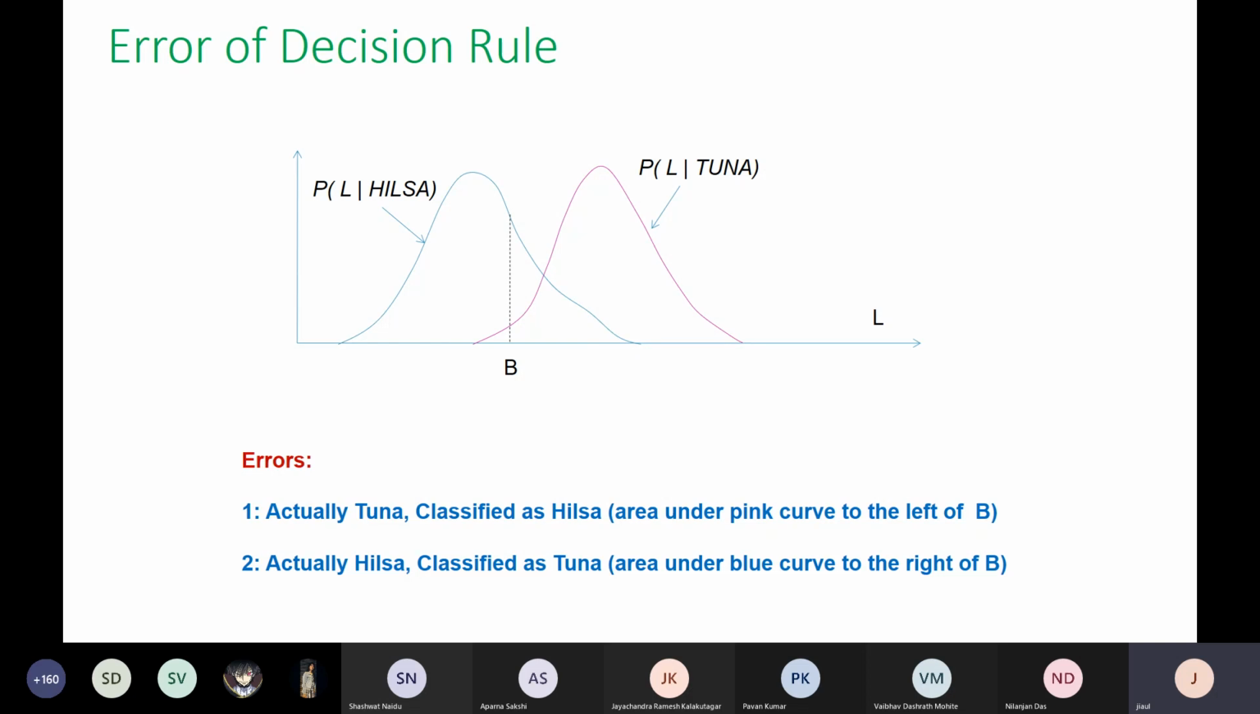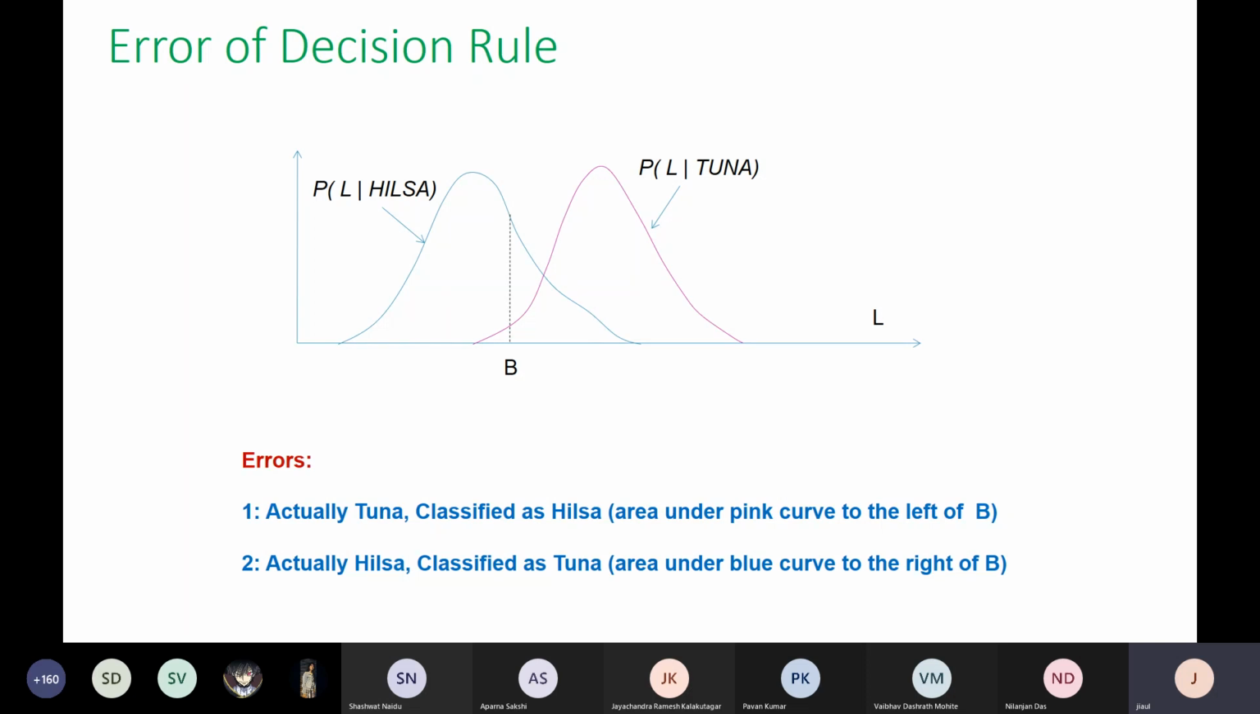For example, if you choose your decision boundary to be something like this I am showing in this picture, the first kind of error that can happen is that it is actually tuna, but you are classifying it as a Hilscher. The area under the pink curve to the left of B, anything falling in that region, you are saying is Hilscher, but it should actually be tuna. Similarly, the other way around: it is actually Hilscher, but you are saying it is a tuna.